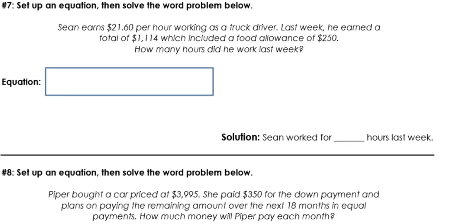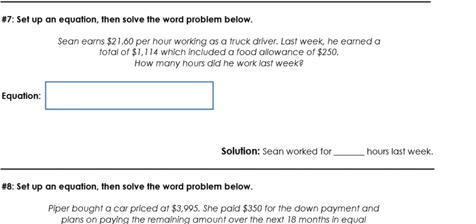All right, now the last two, we're going to set these both up and then solve the equation. So Sean earns $21 per hour working as a truck driver. This phrase per hour is really important. That's telling us that's where multiplication's happening. He earned a total of $1,114, which included a food allowance of $250. How many hours did he work last week?